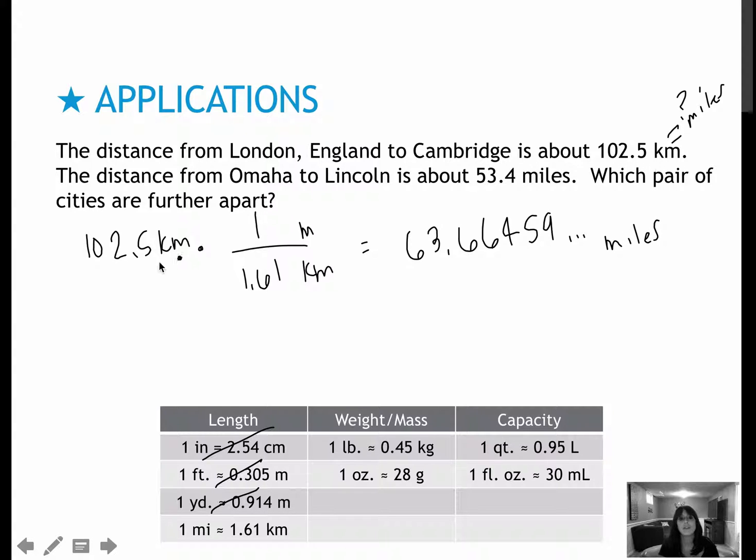So which pair of cities are further apart? Well, it appears that London and Cambridge are about 63.7 miles apart, whereas Omaha and Lincoln are 53.4 miles apart. So London and Cambridge are further apart.